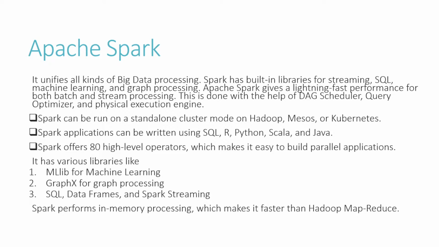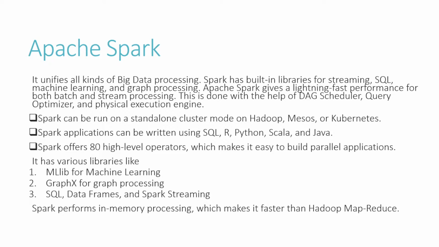This is done using a DAG scheduler. So we looked at the DAG scheduler a little bit earlier. So similarly here in Apache Spark, when we write a job, it gets converted into a DAG scheduler based on multiple tasks and the order in which it happens, and then it gets executed. There's also a query optimizer, and there's a physical execution engine. We'll understand more about Spark in a separate session, but to keep it at a high level, Spark can be run on a standalone cluster mode on Hadoop, Mesos, or Kubernetes.